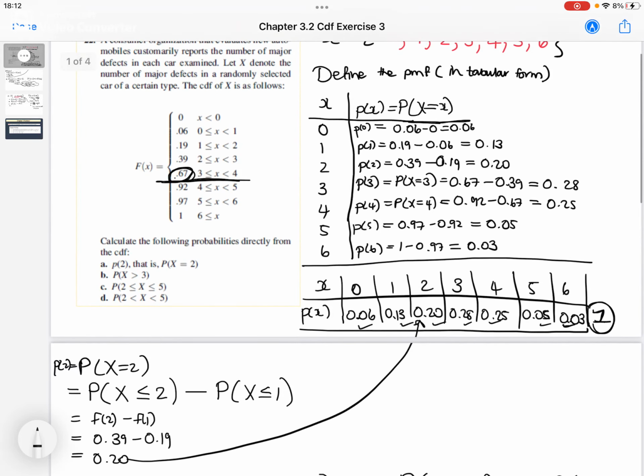In this case, F of 5, where is it? Where is 5 included? It's in this interval here. So F of 5 is 0.97. Where is 1 included? F of 1.